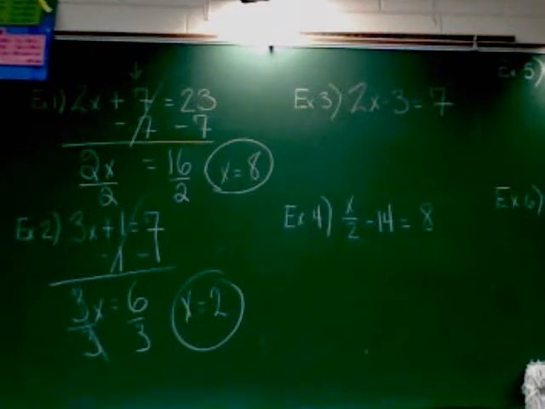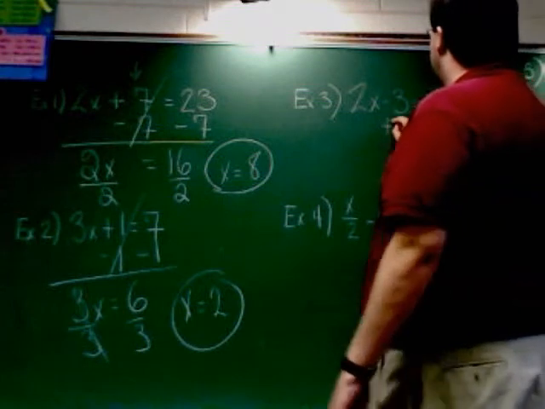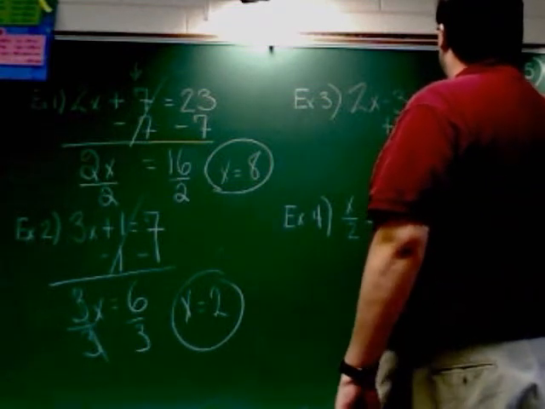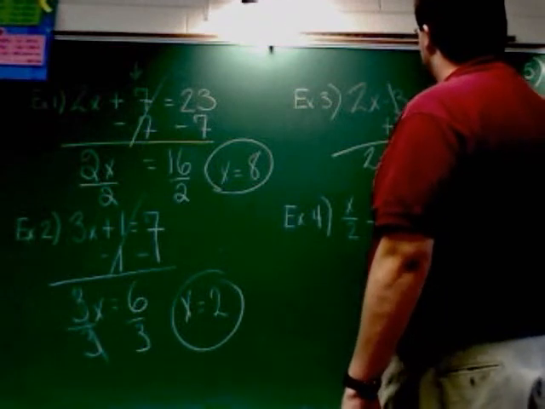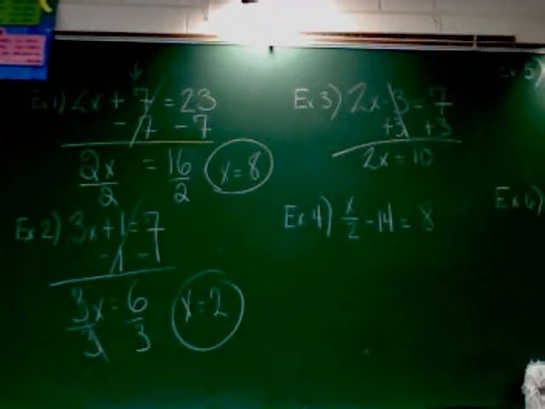All right, so I've got to move my lonesome number over to the right side. What's my lonesome number here? Lonesome number is a 3. As you can see, there's a subtraction sign in this problem, so the opposite is going to be to add. So I'm going to add 3 to both sides. So do that, and I get 2x equals 10.